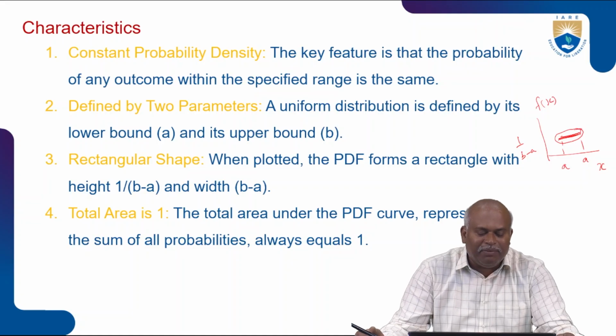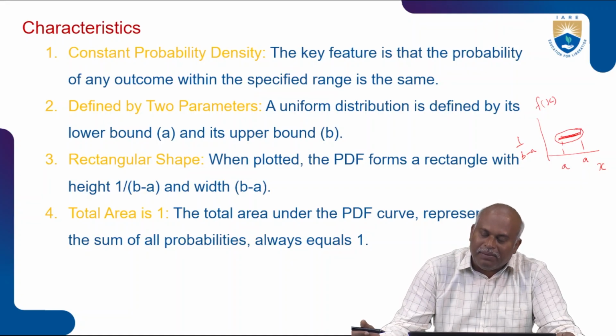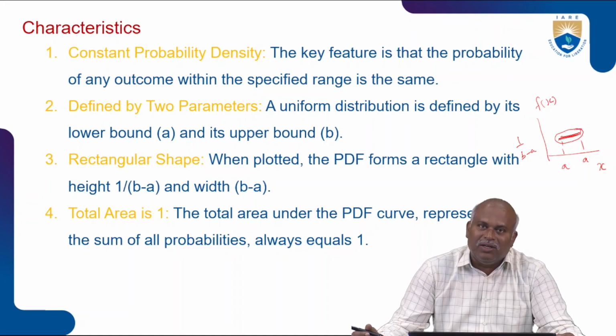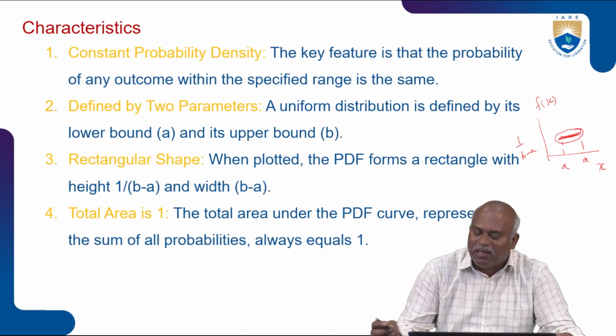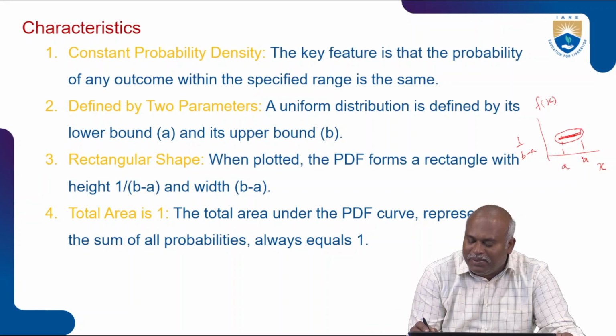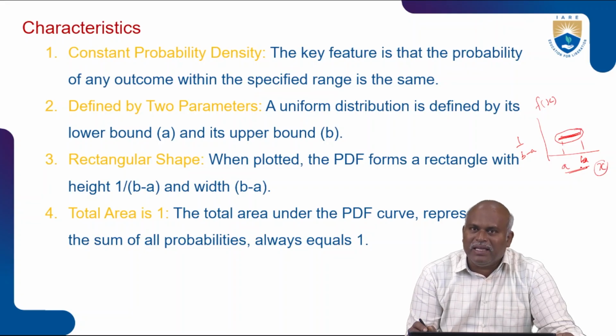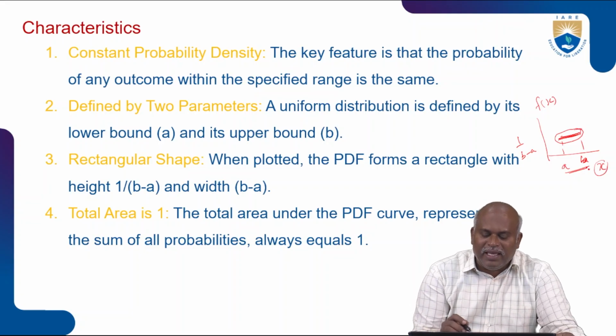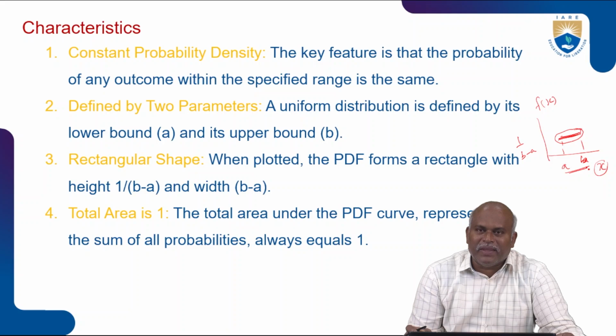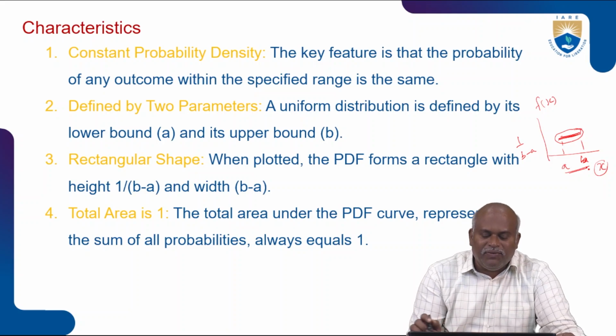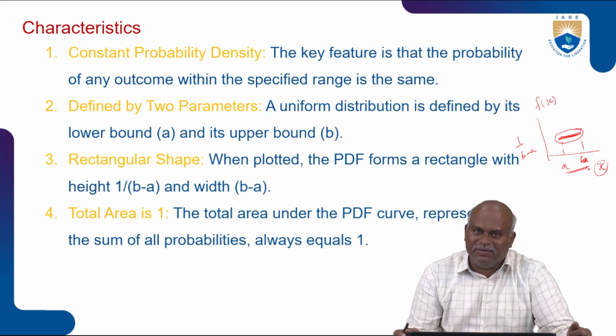And the second characteristic is that it is defined by 2 parameters. What are the parameters? A and B. Okay, 2 parameters are there. So the interval of the continuous probability is going to occur in between A and B. A is represented as the lower boundary and B is represented as the upper boundary.